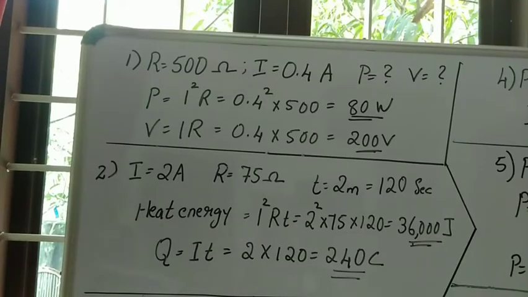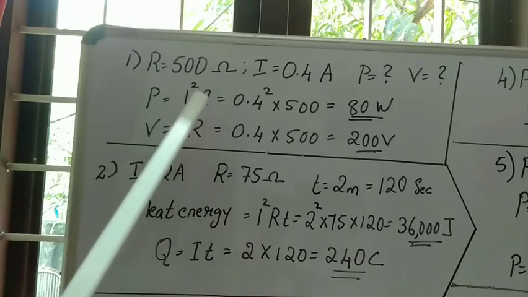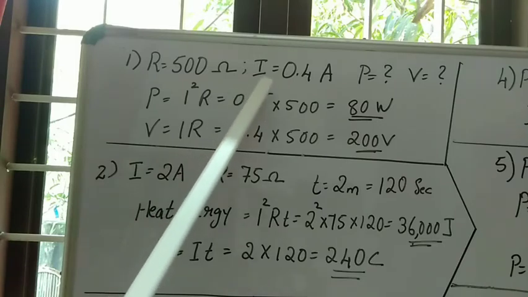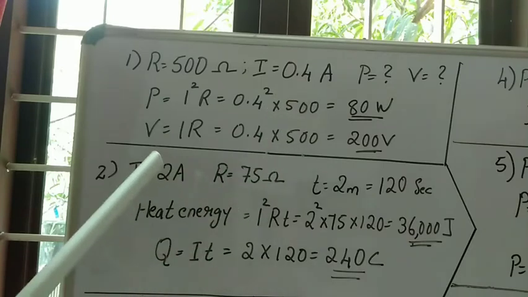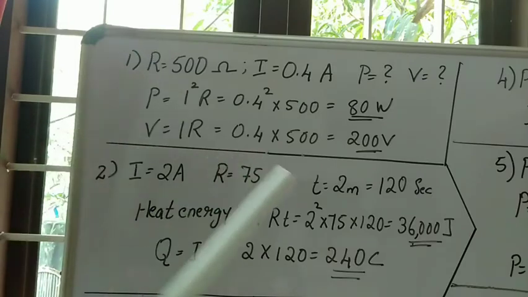Today we are going to deal with the numericals of chapter 8C. Question number 1. An electric bulb of resistance 500 ohm. Here you can see the resistance is given, 500 ohm, draws a current 0.4 ampere. Current is denoted by the symbol I. Current is 0.4 ampere from a source. Calculate the power of the bulb and the potential difference at its end.